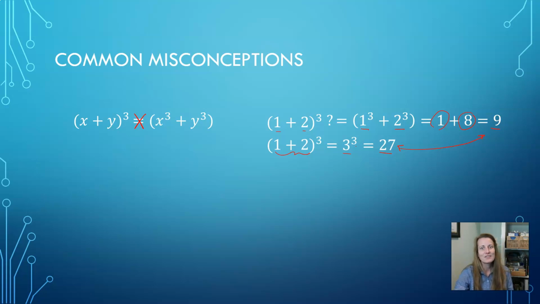Okay, let's find the rule. Remember, this is a base. x plus y is a base. That base is multiplied by itself 3 times. And there's no way that can equal what we have up there. So don't ever, ever, ever, ever do that. That's your big warning for today. All right, you should have enough tools to complete your assignment.